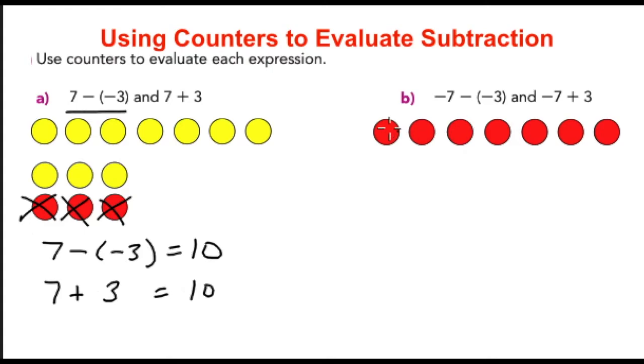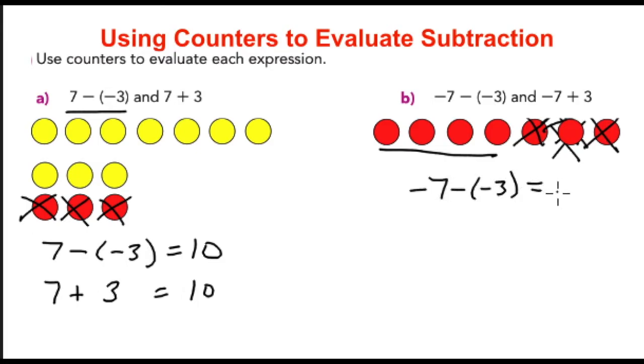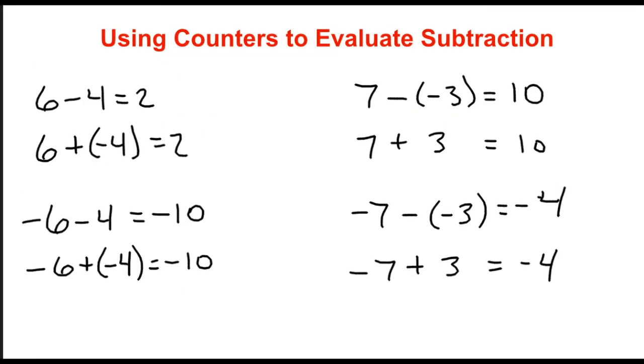So in this situation, because we have 7 negatives and we're trying to take away 3 negatives, we have 3 negatives to remove. So I could just remove 1, 2, and 3. And by doing that, that leaves us with 4 negatives. So a negative 7 minus a negative 3 equals a negative 4. And a negative 7 plus 3, because the signs are different, when we're adding, we would actually subtract, would also be a negative 4.